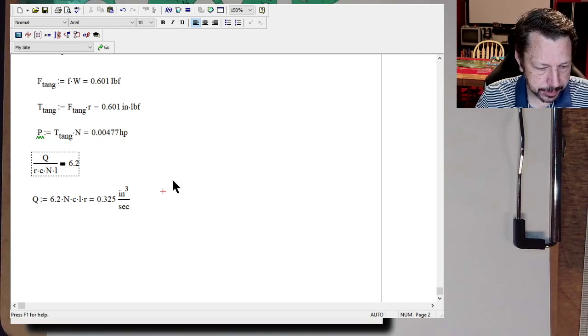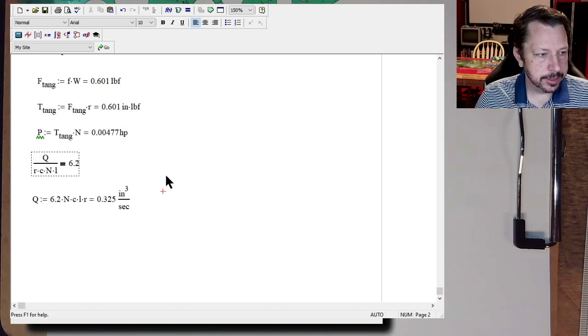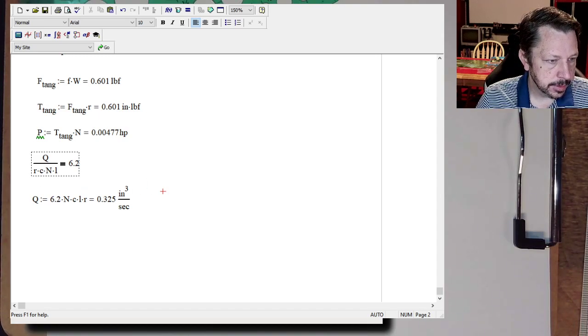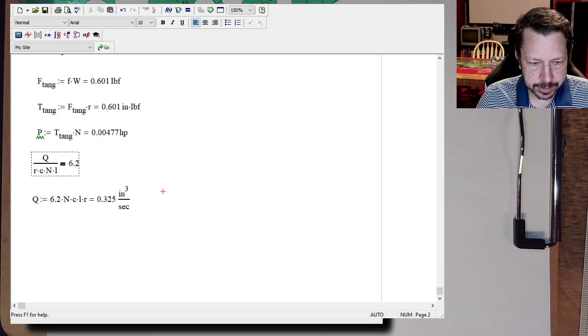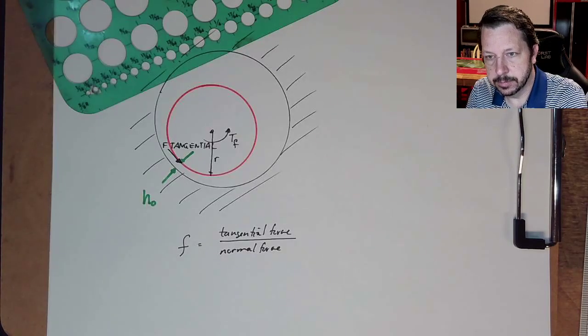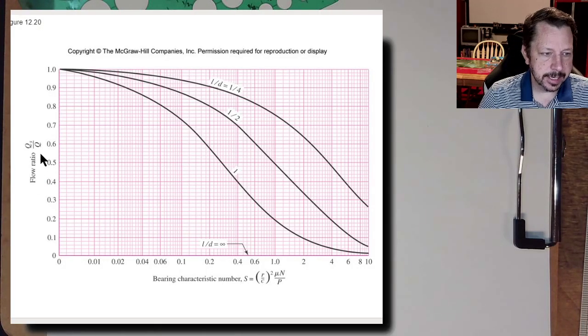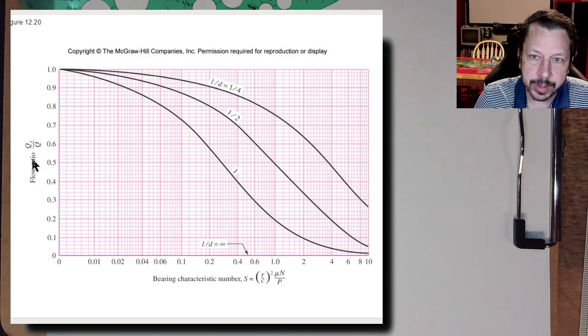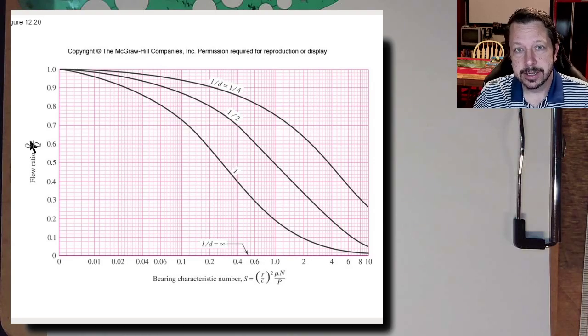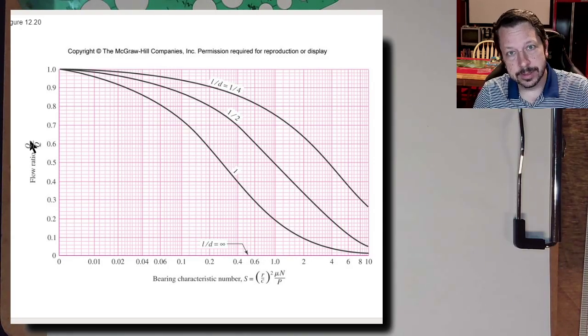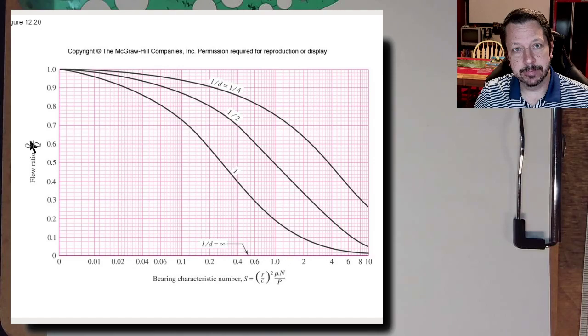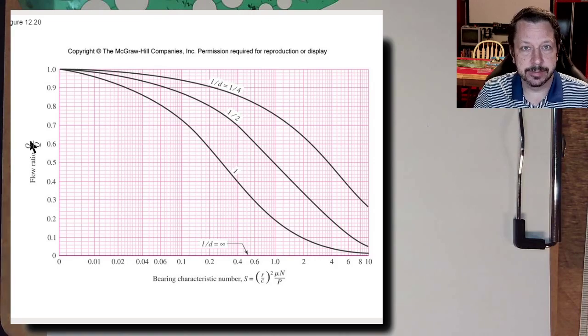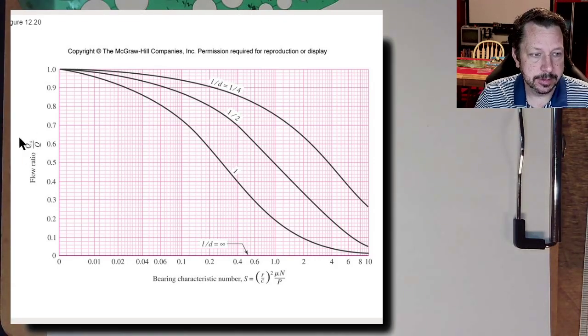Now, the other thing we want to do is similar to this, but this is called the side flow rate. So this one, it's harder to determine just from the chart where to go. This chart is the side flow rate, but it's called flow ratio. And QS, that's the side flow. What side flow is, yes, there's fluid going around the journal, but there's nothing keeping the fluid from leaking out the sides, either side of the bushing. And that's what this ratio is going to tell us.